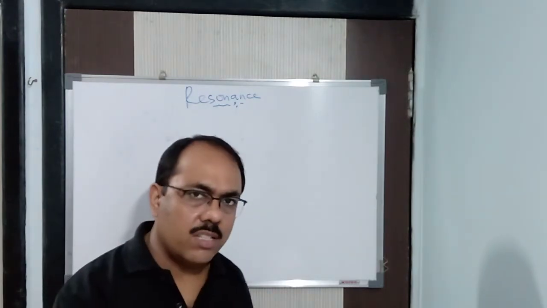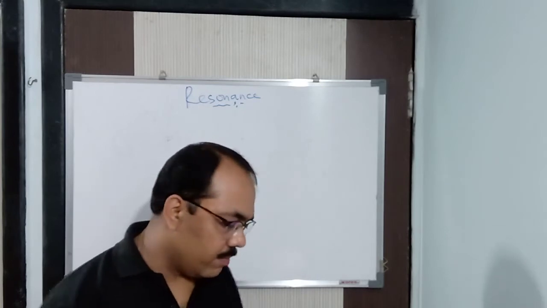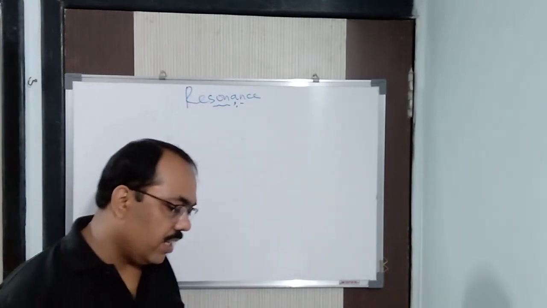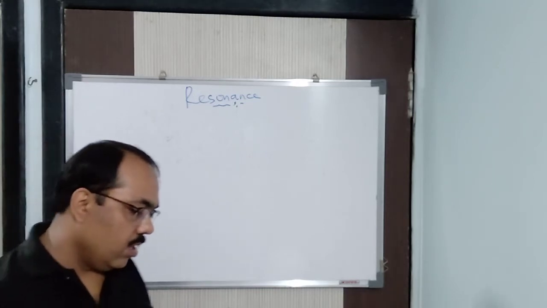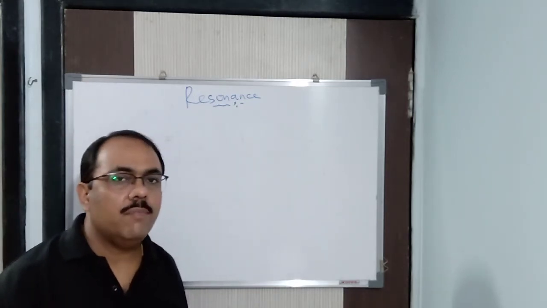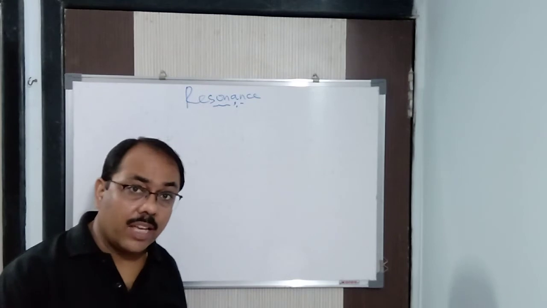Now, coming to examples, let me just tell you some rules for writing the resonating structures. You can also write down the rules. The contributing structures should have the same position of atoms. Contributing means the canonical structure.